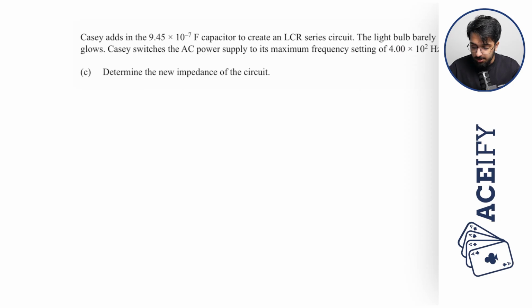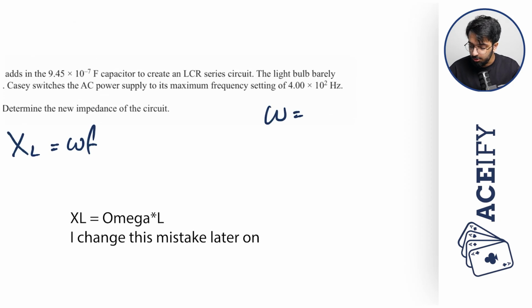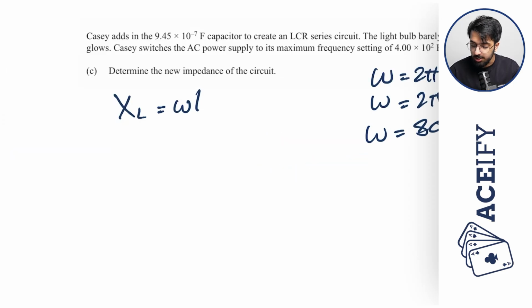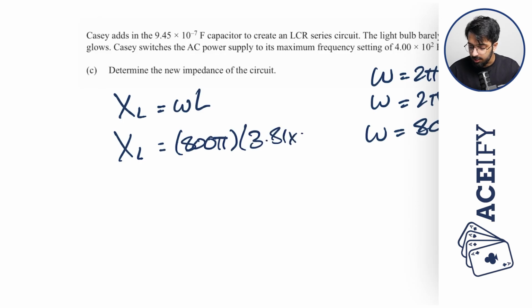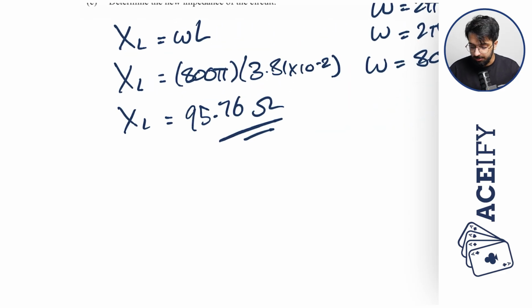Alright, so from here, we know that our XL is equal to omega L. Our omega is equal to 2 pi f, and now we have a new frequency of 400 Hz, so that's 2 pi times 400, which is equal to 800 pi. So that's our omega. And so the reactance of our inductor is equal to 800 pi multiplied by the inductance of the inductor, which is equal to 3.81 times 10 to the negative 2. We found that in the previous question. And so the reactance of the inductor is equal to 95.76 ohms.